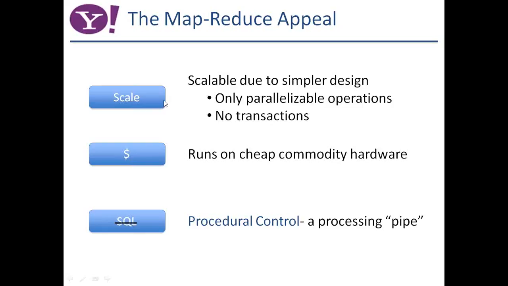What are the advantages? You write a program, and this program can be processed on multiple nodes with the help of your job tracker and task tracker using thousands of machines. So that's why scalability is not a problem. And obviously, when it comes to cost also, it runs only on cheap commodity hardware, so that is also not going to be a problem. Okay, but when you start using SQL, there is no SQL here, because it is a procedural control processing pipe you are going to use in this case.